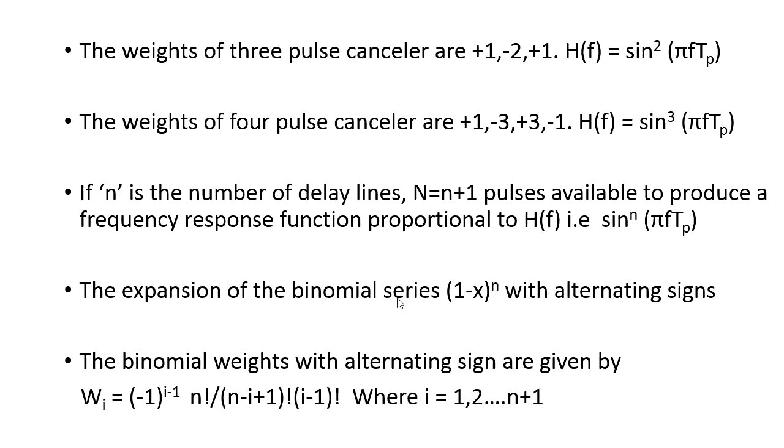the expansion of the binomial series. So if I want to represent the weights of the pulse canceller, that is given by a binomial series: 1 minus x raised to n here. N is nothing but the number of delay lines. And similarly, if I want to find the binomial weights for all the delay line cancellers, that is given as wi is equal to minus 1 raised to I minus 1 into n factorial divided by n minus I plus 1 factorial into I minus 1 factorial, where I is equal to 1, 2, 3 up to n plus 1 here.